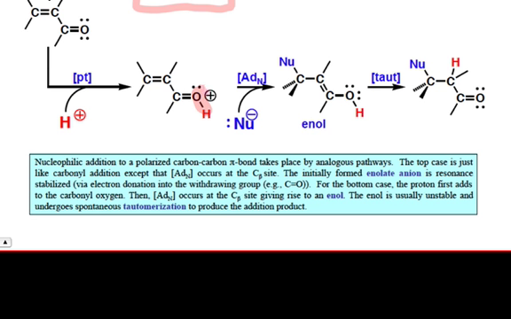Addition of the nucleophile is then made much easier, and after the nucleophile adds to the terminal carbon, just as it did in the top case, we're left with what's called an enol. It's called an enol because there's a carbon-carbon double bond attached to an alcohol functional group. A so-called tautomerization of the enol, which really just moves this hydrogen from oxygen to carbon, then regenerates the carbonyl functional group.